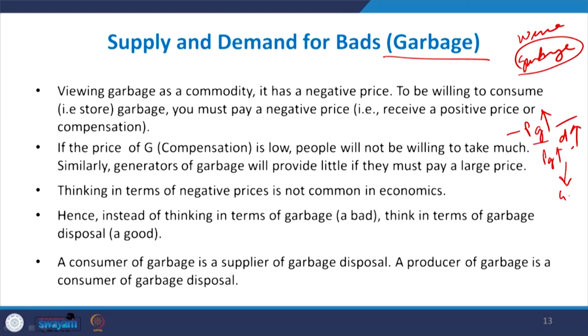So, hence a consumer of garbage, you can see, is a supplier of garbage disposal, and a producer of garbage is a consumer of garbage disposal. So, instead of taking garbage, if we use the term garbage disposal, then it becomes a good product. So, try to understand garbage is a bad product, but a bad product can be converted into a good product, that is garbage disposal. So, garbage disposal becomes a good product, and then if the market price of garbage disposal increases, what will happen? More will be the supply of garbage disposal, not the demand for garbage disposal. Now, demand for garbage disposal will come from those who are generating the garbage, not from those who are receiving the garbage for disposal.